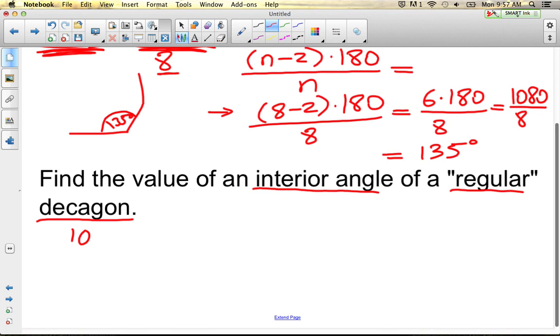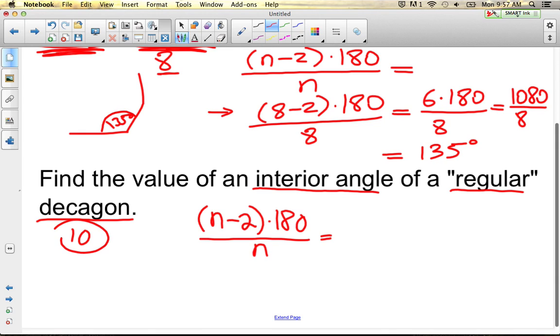Well, again, I see it wants me to find the value of an interior angle or an inside angle. I see the keyword regular, and I see decagon. Decagon means 10 sides. So I need my formula. N minus 2 times 180. But since they just want one interior angle, and I have a regular polygon, I get to divide by n. Decagon is 10 sides, so I'm going to be using 10 for n. Let's go ahead and substitute that in.